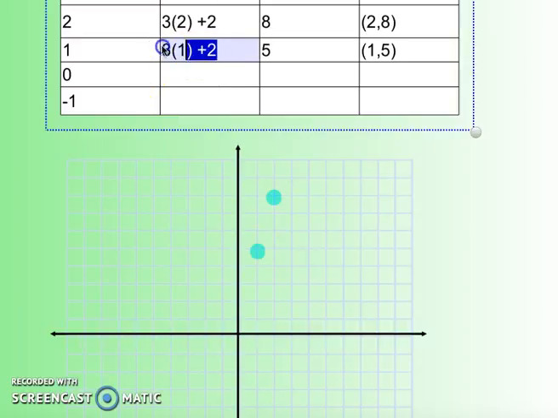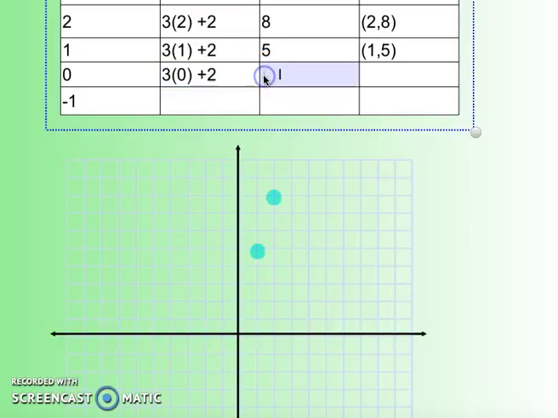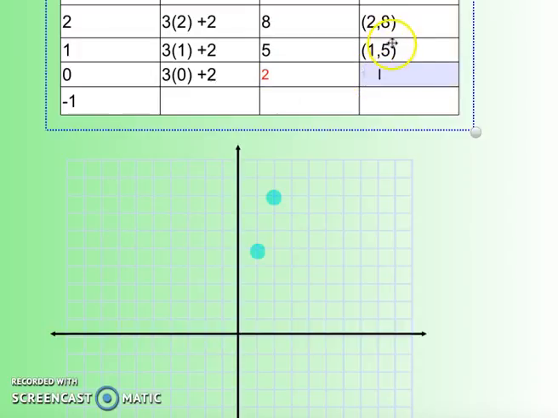So if I plug in 0, well, 0 times anything is 0, so that would be 0, but then plus 2. So now I get an answer of 2. Nice job. And so my ordered pair is now not 1, 5. I plugged in now 0. Oops. 0, and I got an answer of 2.